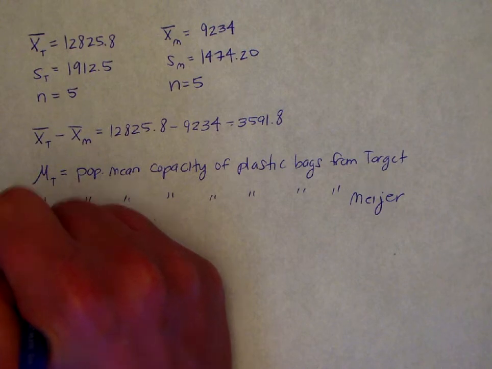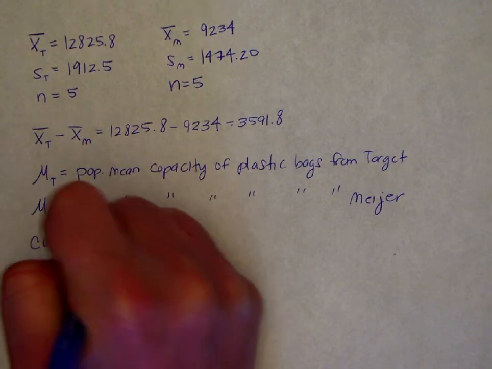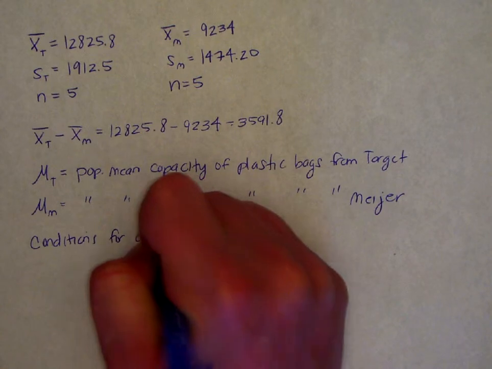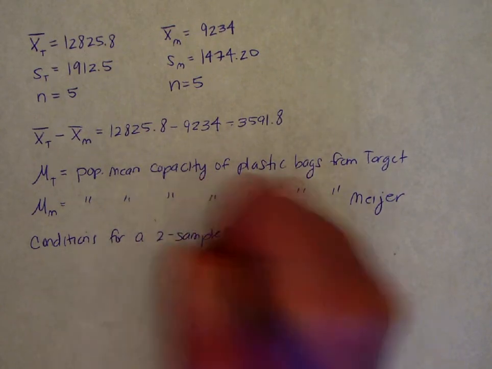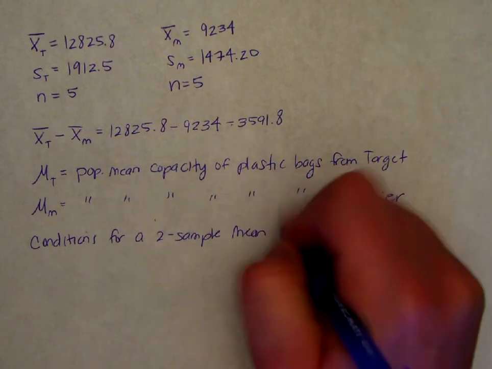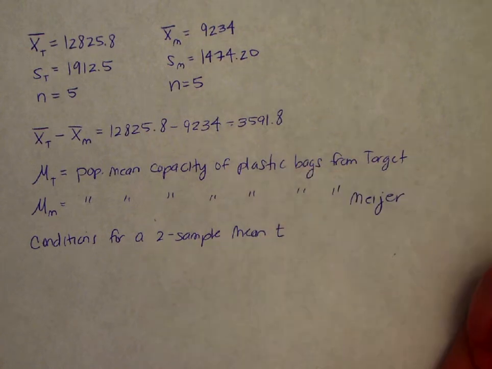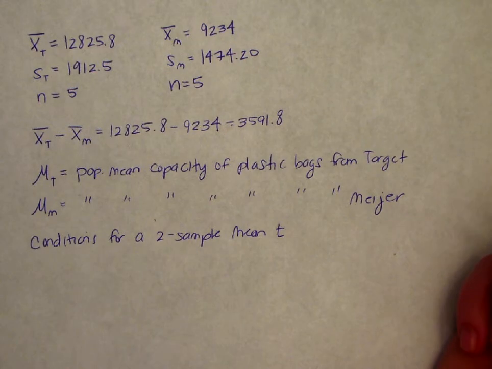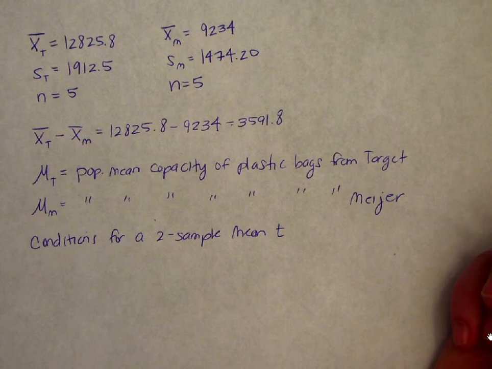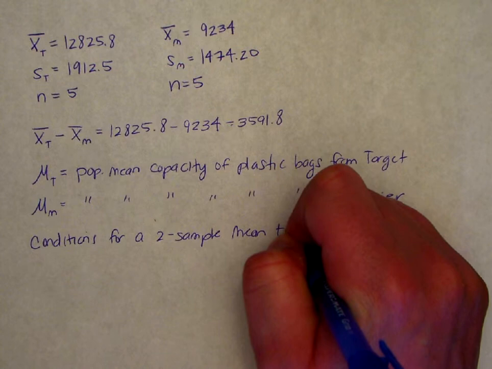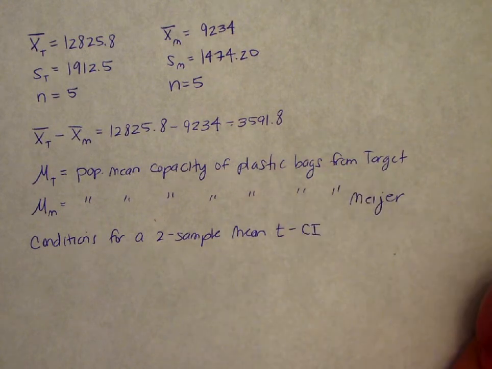So conditions for a 2-sample mean, and means are t because we don't know what sigma is from each of these samples, because these are both samples, so we don't know what the true population difference is. So conditions for a 2-sample mean t confidence interval, and if you're on a t distribution when you don't know sigma, you're going to have degrees of freedom.